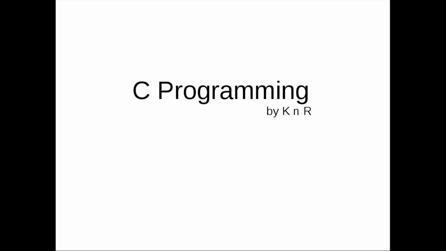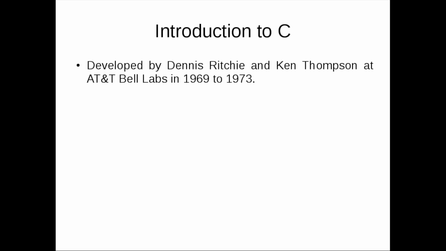See here, C language was developed by Dennis Ritchie and Ken Thompson at AT&T Bell Laboratories in 1969 and 79. The main author of C language is Dennis Ritchie and another co-author is Ken Thompson. The first letters of their names are used, K from Ken Thompson and R from Dennis Ritchie. That's why it is called C by KNR.